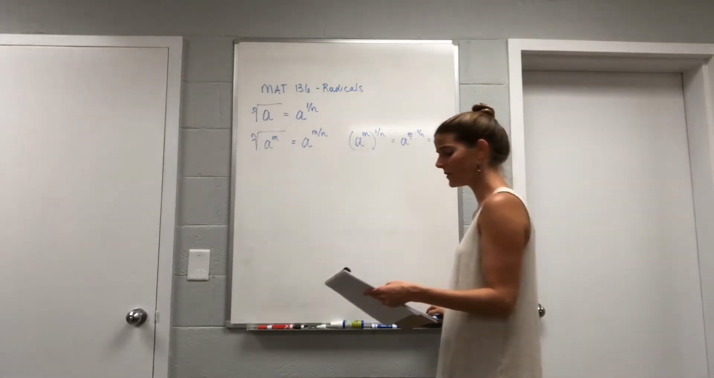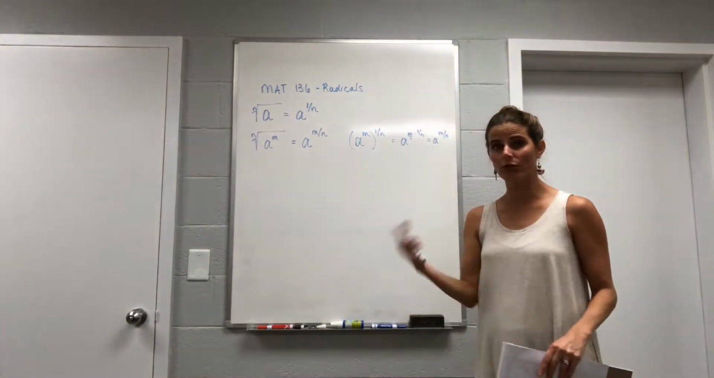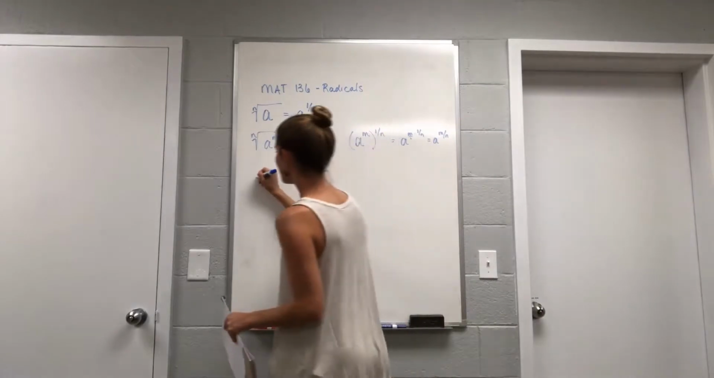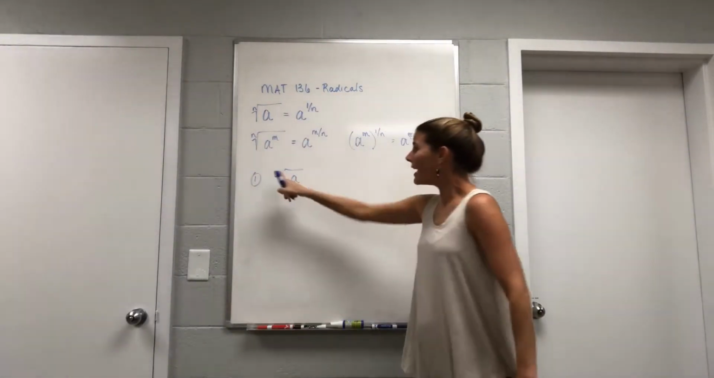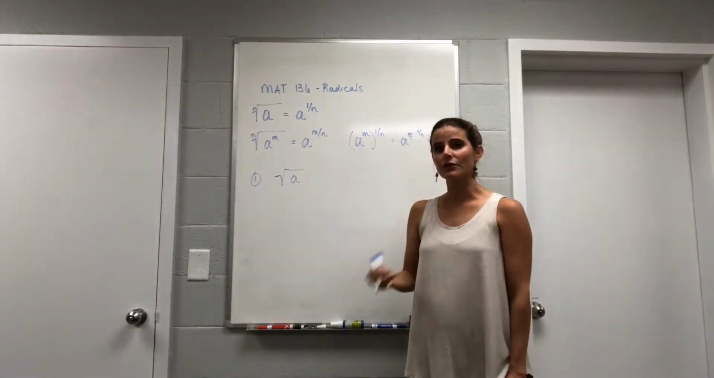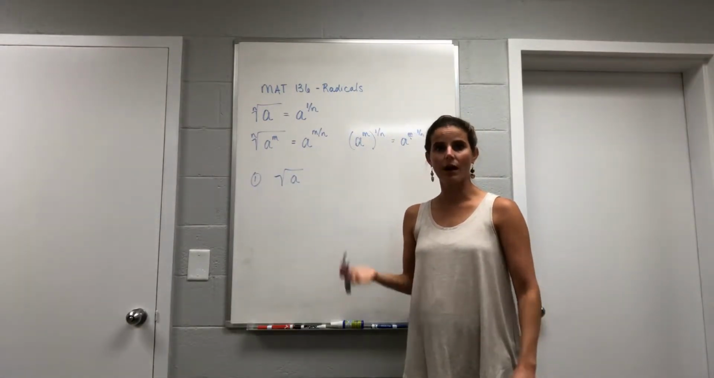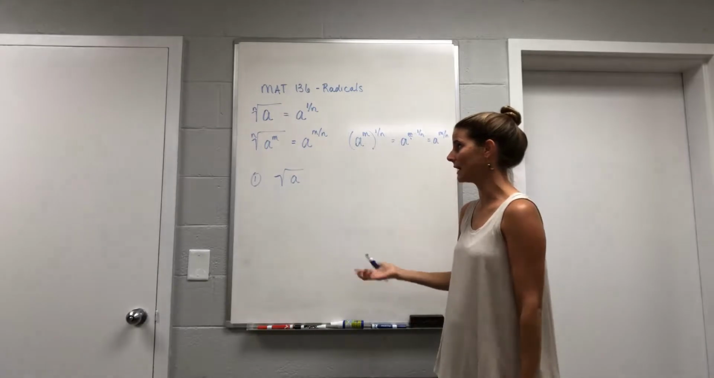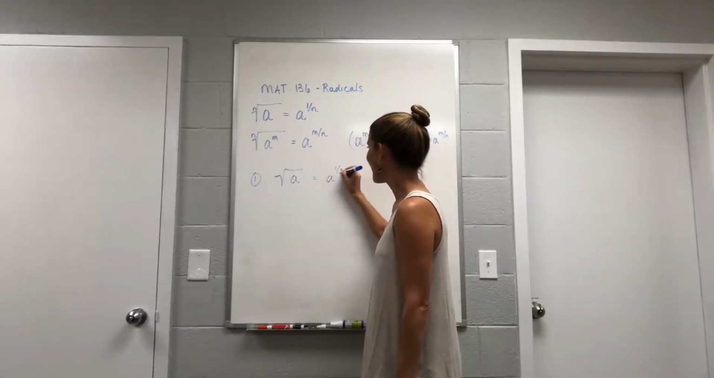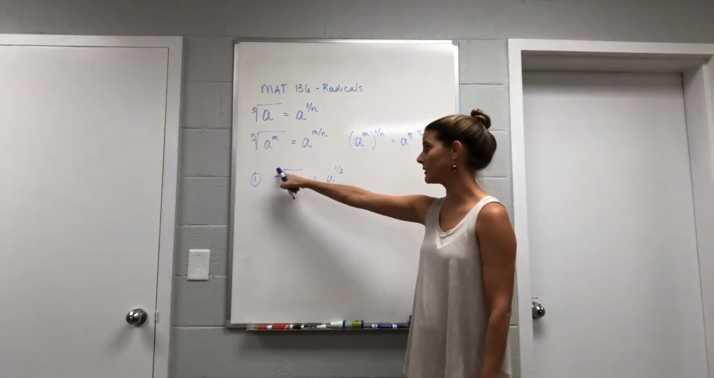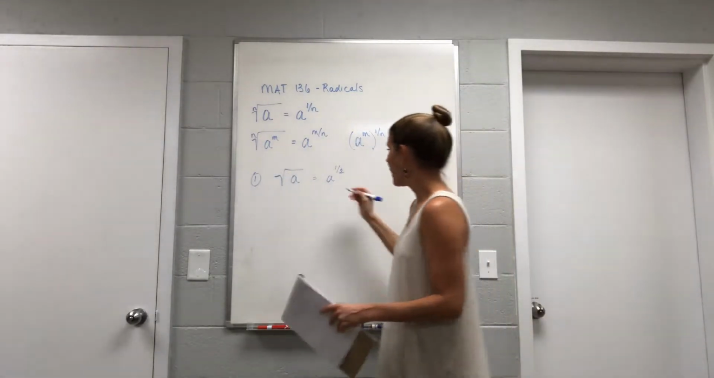All right, so we're going to look at a few examples. We're just going to convert between radical form and exponent form. So the first one to look at is the square root of a. If you don't see a number right here, it's understood to be a 2, square root. And I think that's what most of us are familiar with seeing. So this is the square root. So this would just be a to the 1/2 power. Again, that's understood to be a 2 if you don't see anything there.